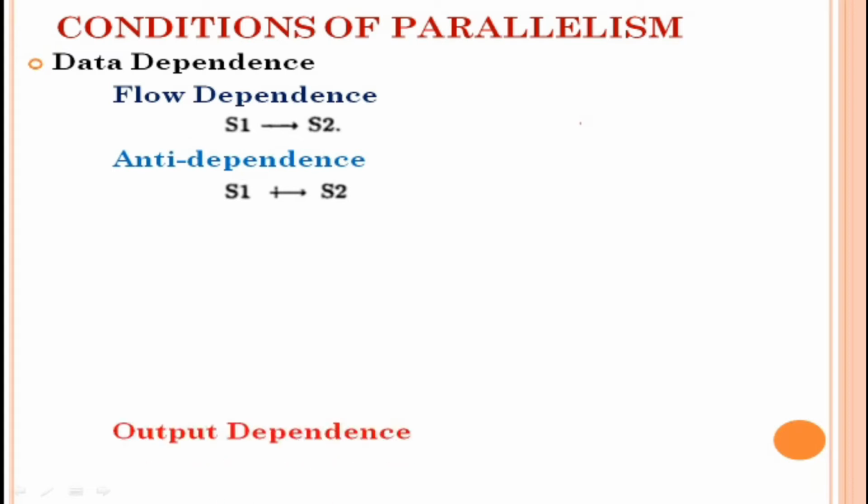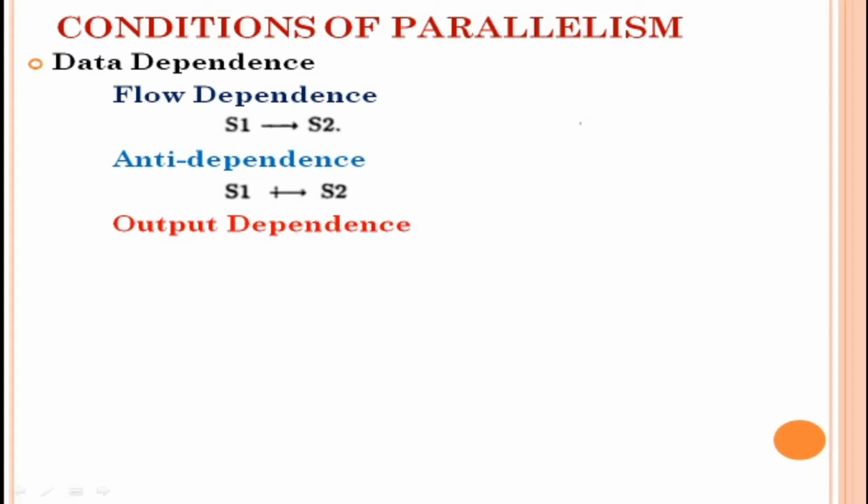The next one is the output dependence. Two statements are output dependent if they produce the same output variables. Those two statements are output dependent because they produce the same output. Hence S1 and S2 are called output dependent.